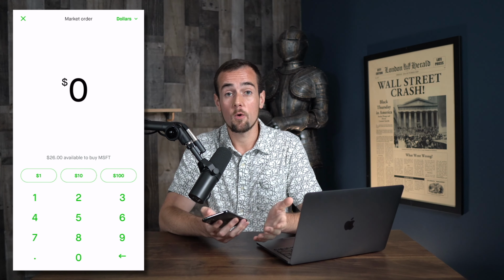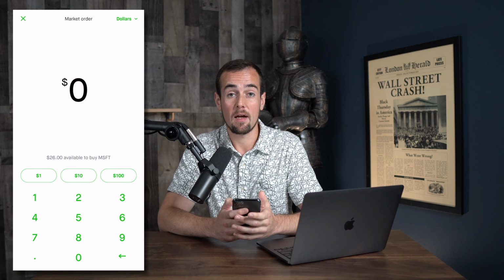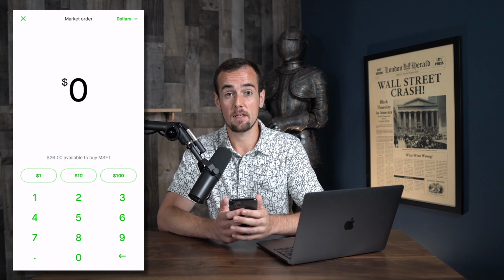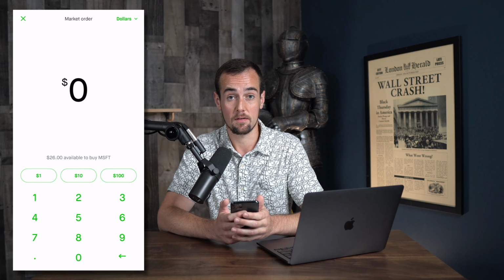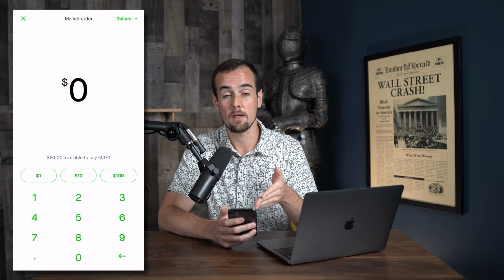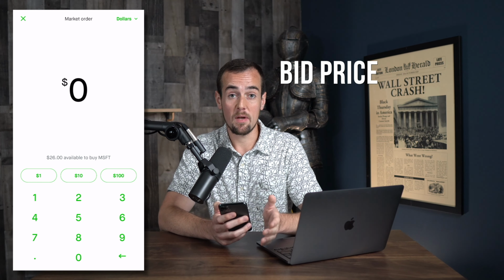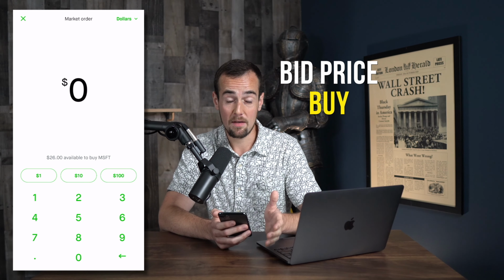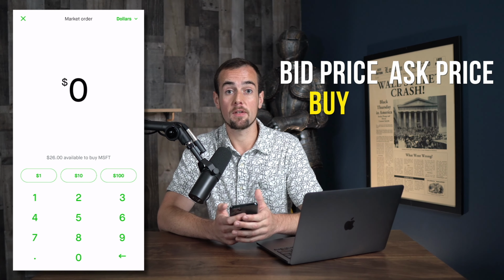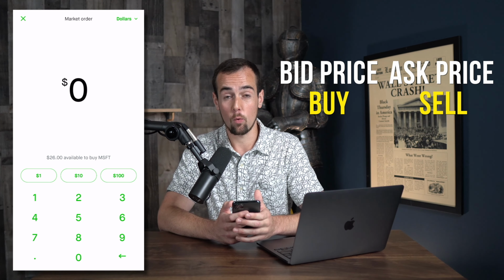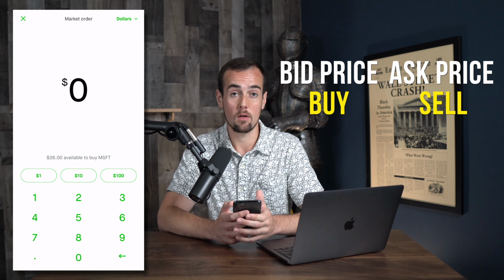listed below. When you buy or sell a stock on Robinhood by default during market hours, it's going to be a market order. And this simply means that you're going to get the first available price for buying or selling the stock, and you'll have near immediate order execution. It's usually just a few cents difference between the bid price, or what people are looking to buy the stock for, and the ask price, which is what people are looking to sell the stock for. So when you place a market order, it's going to fall in between those two.